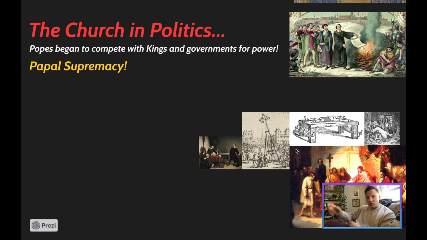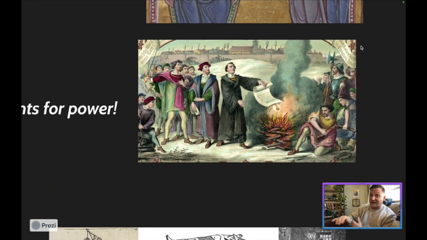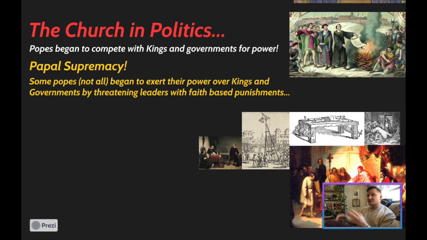And this will continue to rise all the way up until the 1500s, when he gets into a little scuffle with this guy named Martin Luther, right? Now, what ends up growing is this concept known as papal supremacy, where popes and figures within the church, cardinals and bishops, okay? Not all of them, but some of them began to exert their power over kings and governments by threatening leaders with faith-based punishments, right?